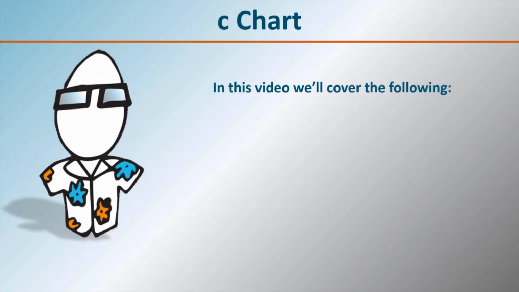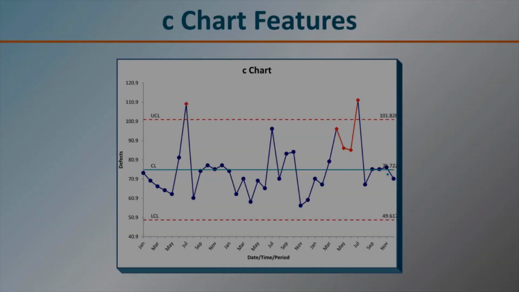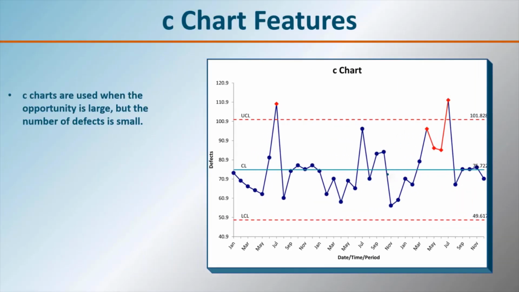In this video, I'll explain what a C-chart is, what C-chart data looks like, and 3 methods for creating a C-chart using QI Macros. A C-chart is used when the opportunity for errors is large, but the actual occurrences are low. For example, injuries at a plant or medication errors in a hospital.